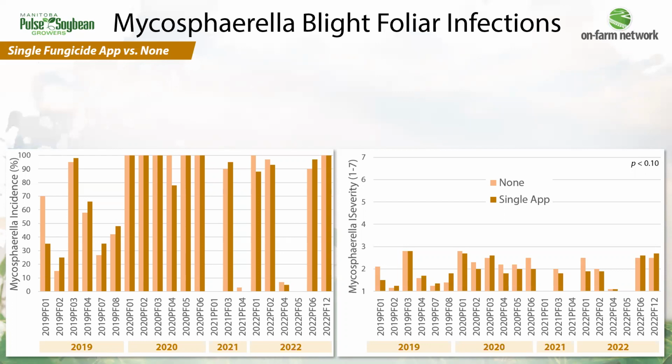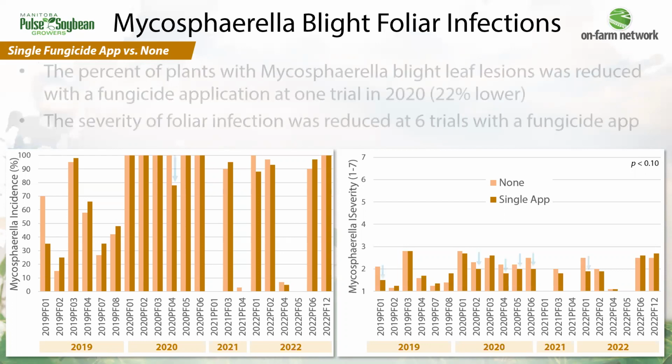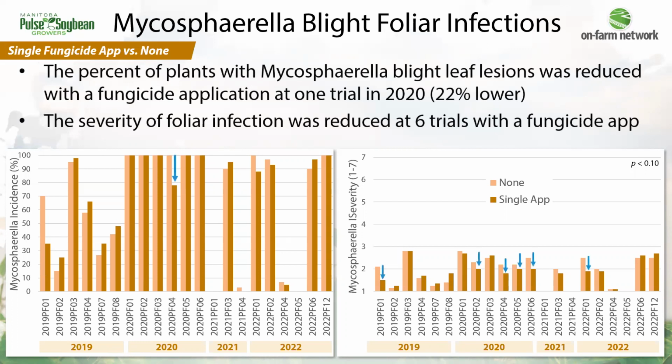So what were we seeing in terms of Mycosphaerella blight foliar infections? A single application of fungicide significantly reduced the amount of plants with foliar symptoms at just one trial, reducing disease incidence, or the percent of plants infected, by 22%. And then the severity of infection was reduced at 6 trials with a fungicide application. So an average disease severity of 2 means there was mild to moderate disease symptoms on the lower third of the plant. Fungicide applications limited the spread of disease further up the plant canopy at these significant trials.